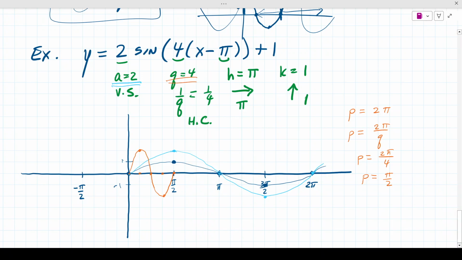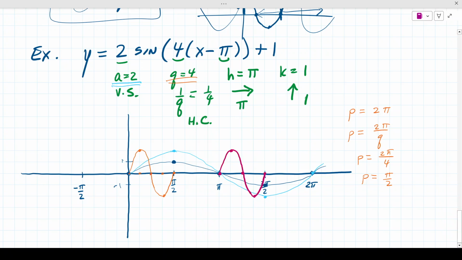Now, h says that I shift to the right by pi. All of the x values go to the right by pi. So this one here ends up here. This one here ends up here. This one here ends up here. This one here ends up here. This one here ends up here. Okay, so there's the shift to the right by pi.